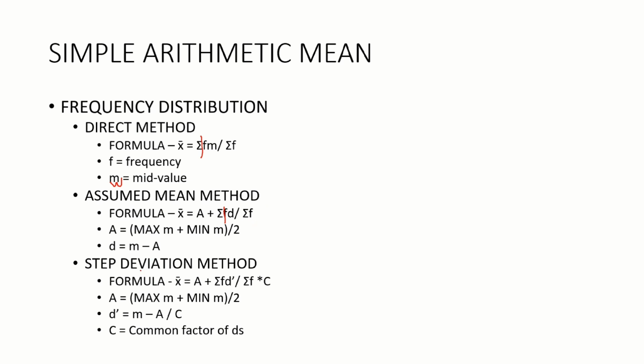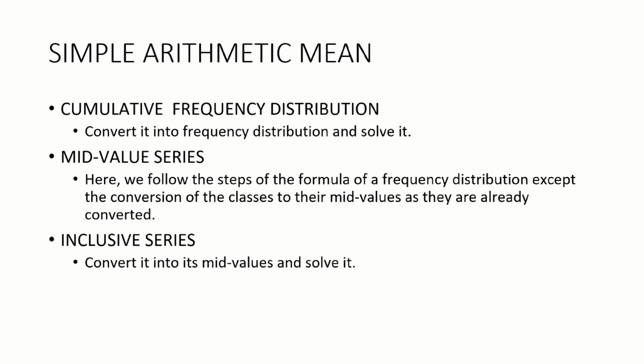And now, in the step deviation method, the arithmetic mean equals the assumed mean, as explained earlier, plus, well, over here the D apostrophe is equal to the mid value minus A divided by the common factor of all the deviations. So, it's assumed mean plus the sum of all frequencies multiplied by deviation apostrophes divided by sum of frequencies multiplied by common factors. Okay, so once again we've understood frequency distribution, but what about cumulative frequency distribution?